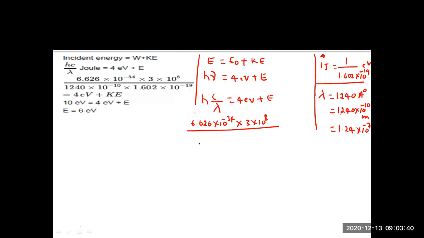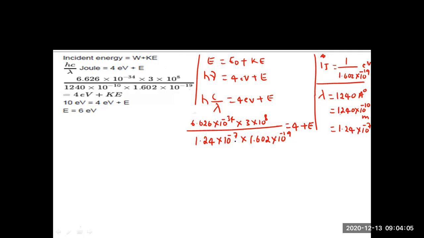So let me write lambda as 1.24 into 10 raised to minus 7. Into that conversion, 1.602 into 10 raised to minus 19, is equal to 4 electron volt plus kinetic energy E. Okay. Now the left hand side is also in electron volts.